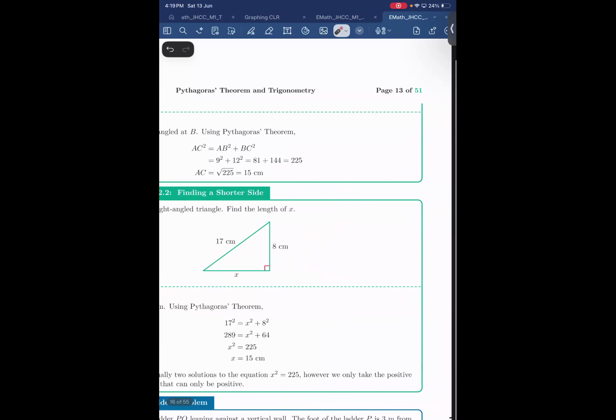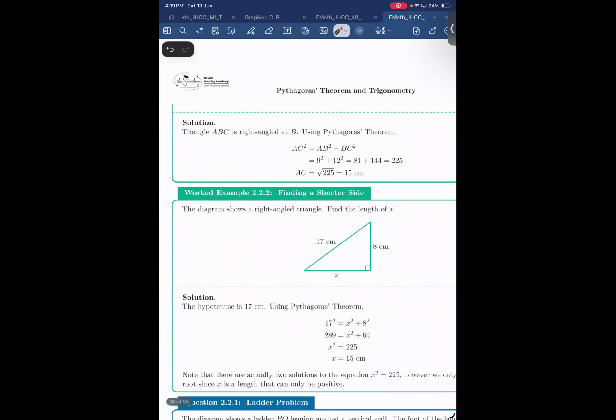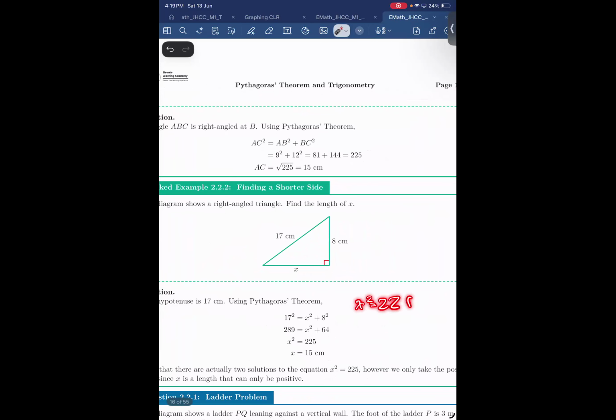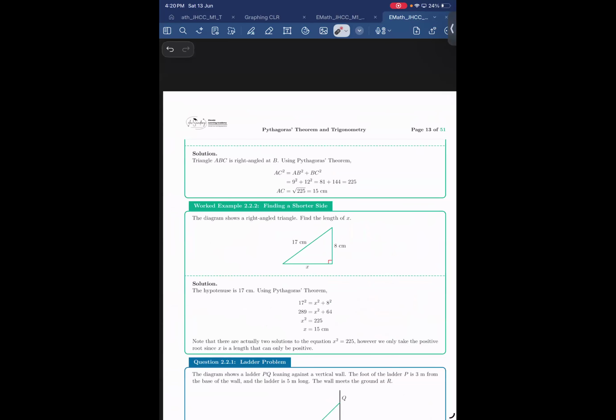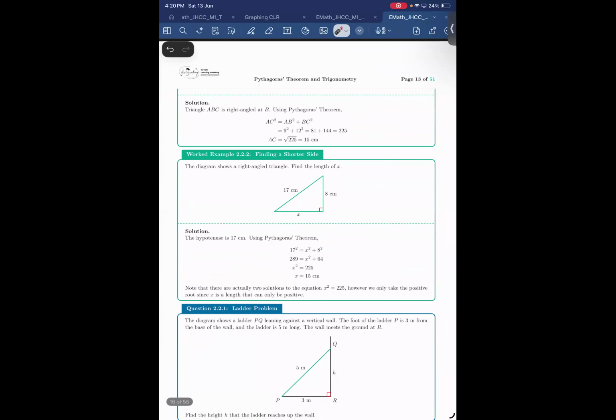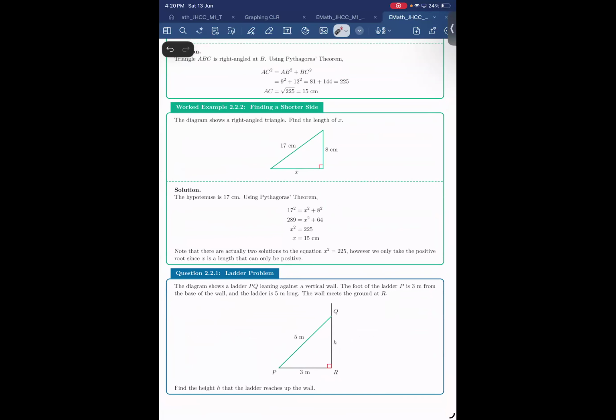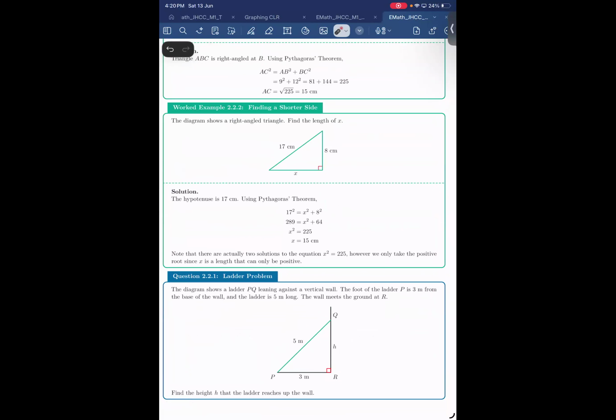One consideration you might have noticed is that usually when you have x squared equals 225, x will be plus or minus 15. But because we are considering length, a length obviously cannot be negative. So here we just reject the negative answer and only take the positive one. Very simple question, maybe 2 minutes to solve.